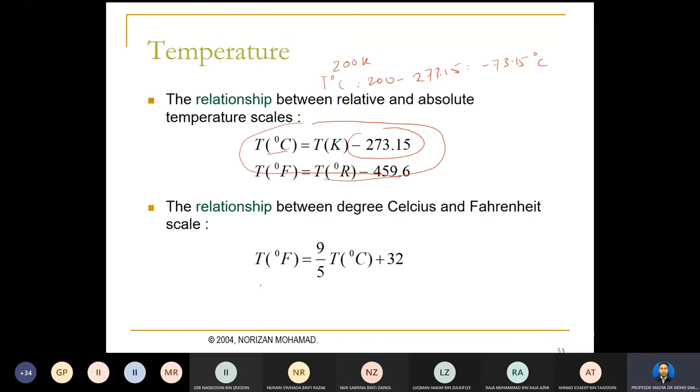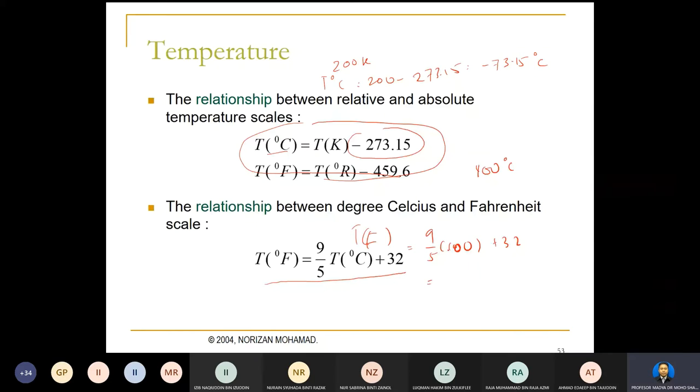And then next we have the relationship between the Celsius and Fahrenheit. So we use this formula. For example, we have 100 Celsius. So 9/5 multiplied by 100, plus 32. So this is the temperature in Fahrenheit.